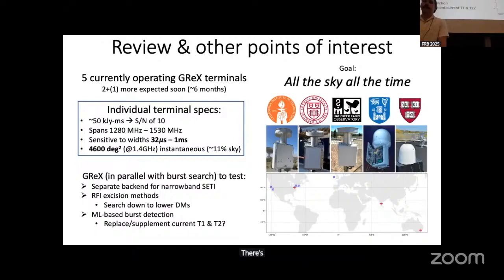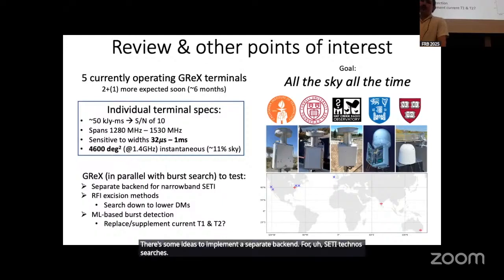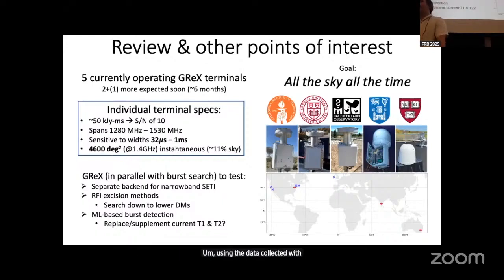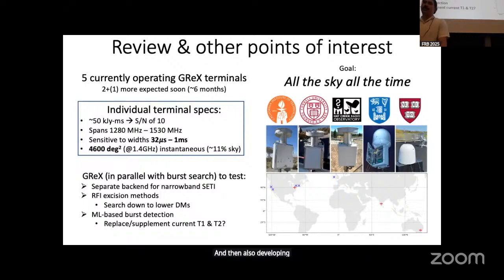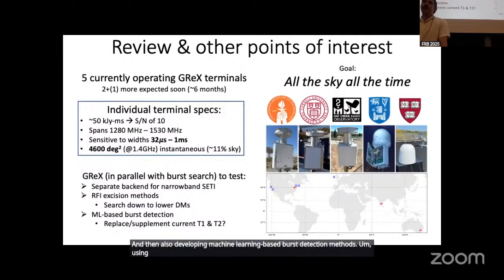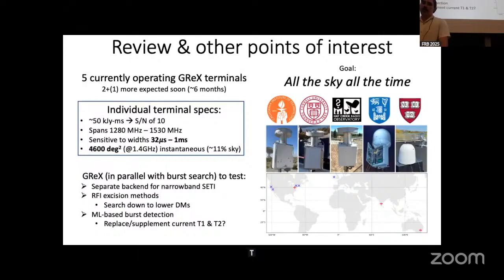There's some ideas to implement a separate backend for SETI techno searches, using the data collected with G-REX to develop RFI excision methods. And then if we implement it on G-REX, we can search down to lower dispersion measures. And then also developing machine learning-based burst detection methods using our data that we can run to maybe either replace or supplement T1 and T2 in our pipeline.